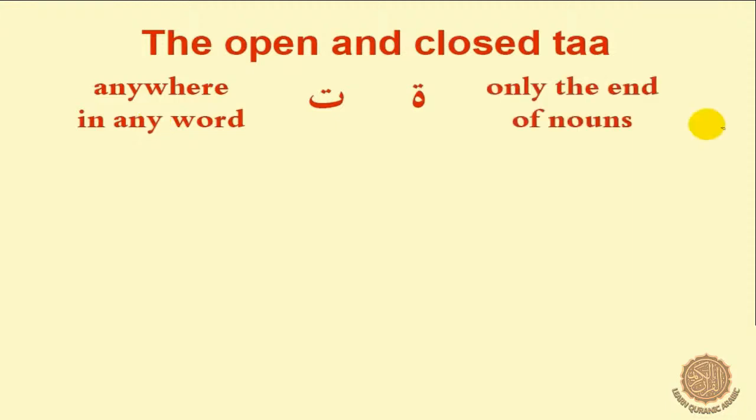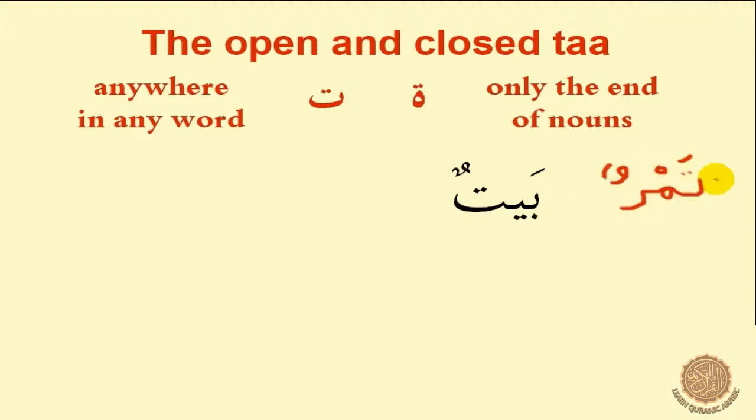While the ta marbota, the closed tat, only occurs at the end of a word and only in nouns. So let's look at some examples of this, inshallah. So here we have the word bayt, baytun, this is the Tanwin, and this is an open tat. We also have the word, for example, tamrun, which means dates. So notice here the open tat at the beginning of a word.